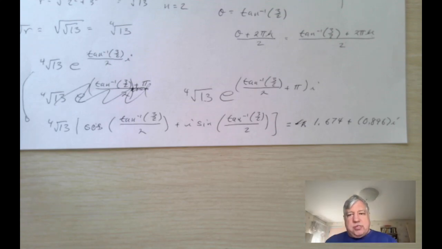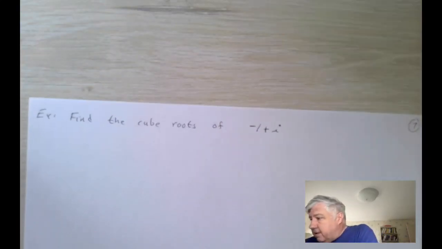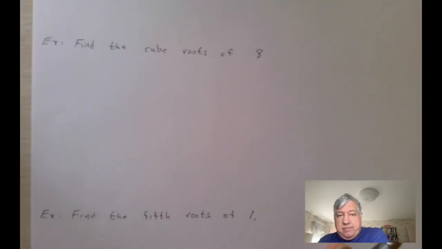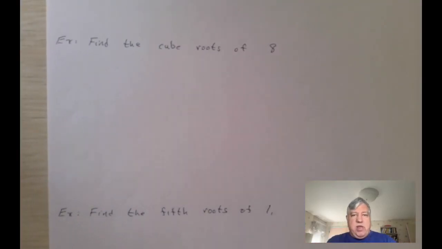Okay, so that's with square roots. For cube roots, let's do an example. So let's first do the cube root of 8. If I asked you what's the cube root of 8, you would say it's 2, right? 2 to the third is 8. Well, there's actually 2 more. So let's see what they are.